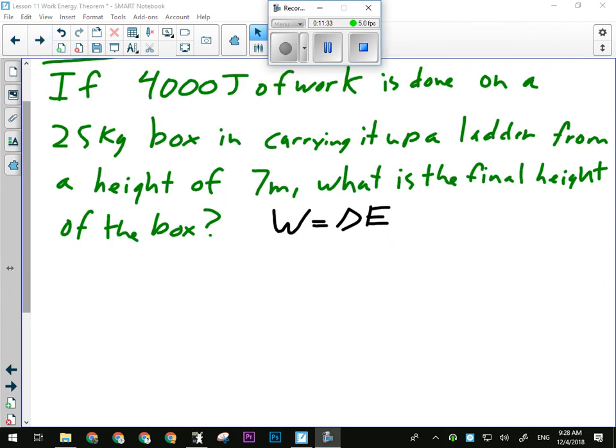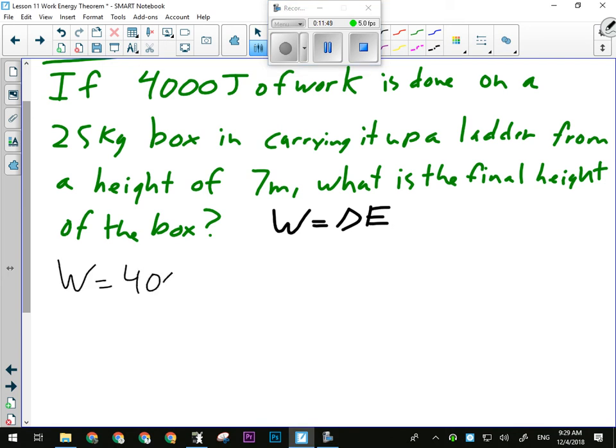All right, so in this one, we don't have the force times distance part. How do I know that? Because they told me what the work was. They told me it's 4,000 joules, and they're not mentioning anything about distance or force here. So I know I don't have to deal with that part of it. I know that the work is 4,000 joules, the mass is 25 kilograms, and the initial height is 7 meters, sorry. And we're looking for the final height.